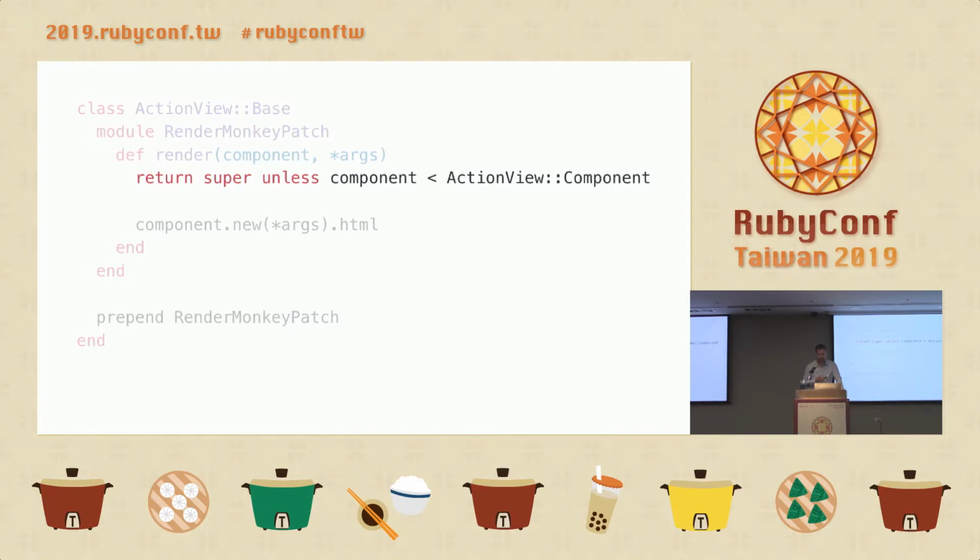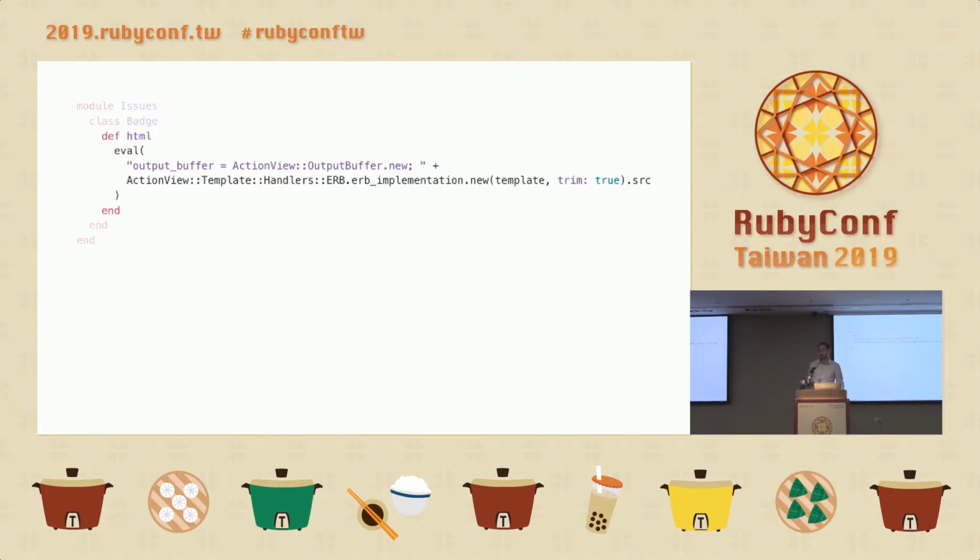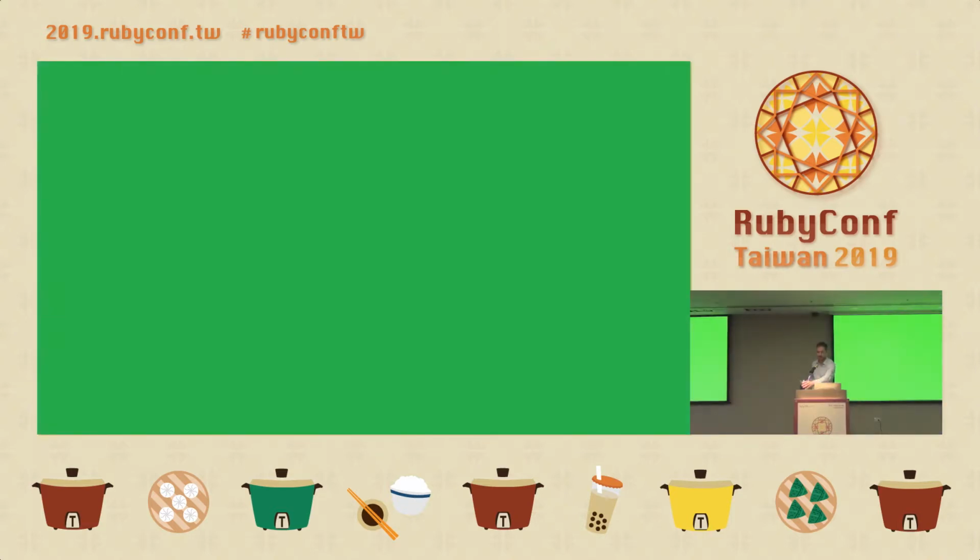And then we can simplify our monkey patch to just check if the argument is a subclass of ActionView::Component. So now that we have a parent class for our components, let's try to reduce some duplication. An easy candidate is that HTML method, which does not have any component-specific logic. So let's move that into ActionView::Component, and then we'll run our tests again. We're still green.